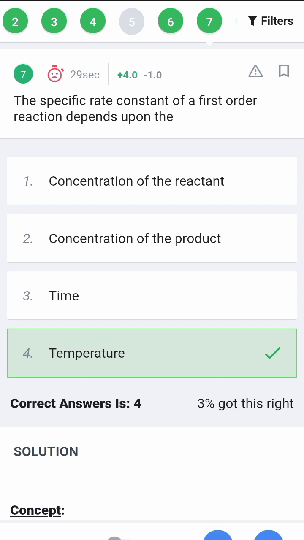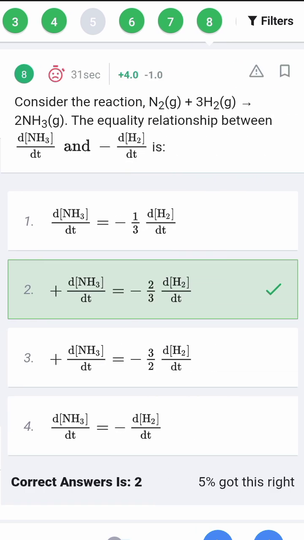The specific rate constant of a first order reaction depends upon the... actually here the question is saying specific rate constant, that means any kind of rate constant. They do not depend on concentration of reactant, product or time, they depend only upon the temperature. So here it is correct.